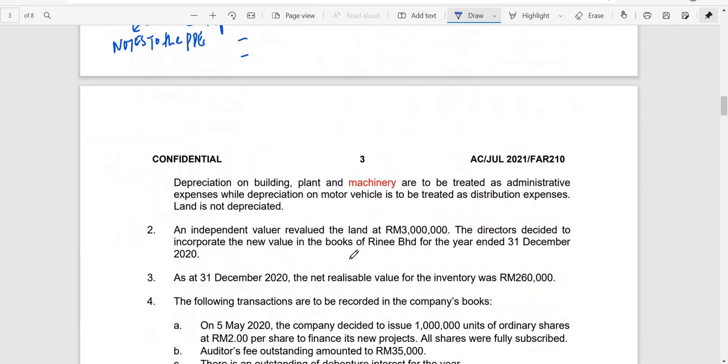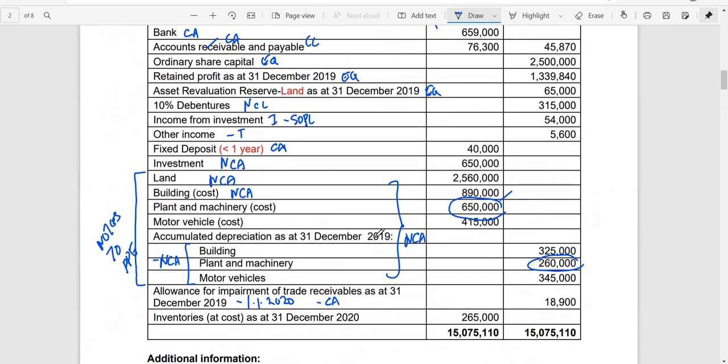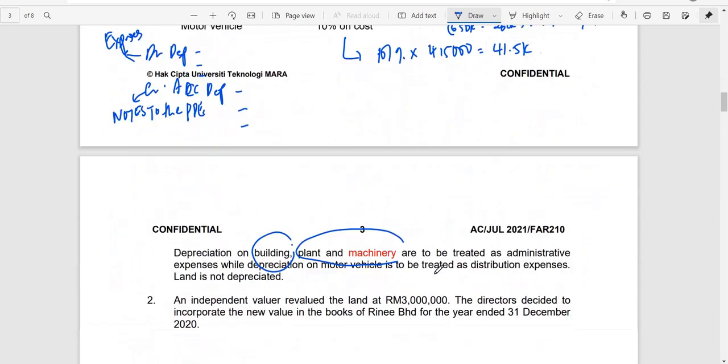Further, you are informed that the depreciation on building, plant and machinery. I've also made some editing here, which is that machinery should be the word, because earlier on the question says equipment, so that has been edited. So they are to be treated as admin expenses. So building and plant and machinery. Remember, the asset is about plant and machinery here. You can see here, plant and machinery. So just make that little amendment there.